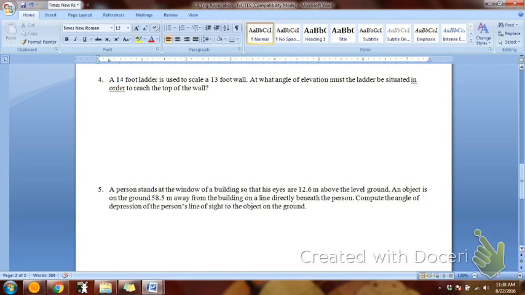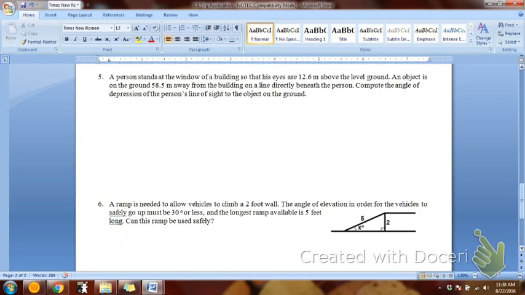Okay, a person stands at the window of a building so that his eyes are 12.6 meters above the level of ground. All right, this is kind of an interesting question. So let's look at this one real quick. I'm going to move my screen down. A person stands at a window of a building. So we need to draw a window of a building. Okay, so draw a building with a window in it at the top, somewhere like that. Let's make it kind of near the bottom instead, because we're only 12.6 meters away.